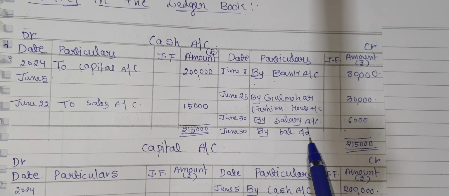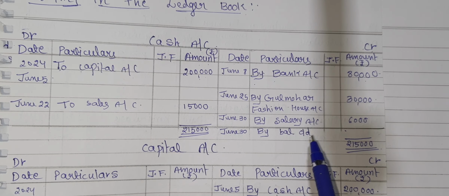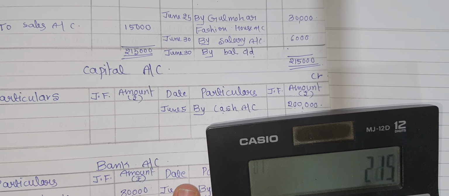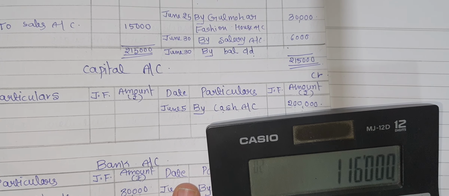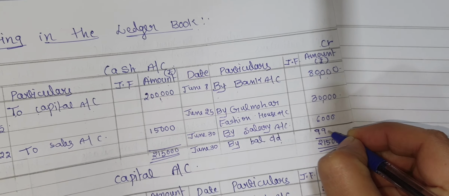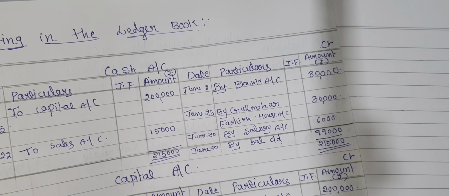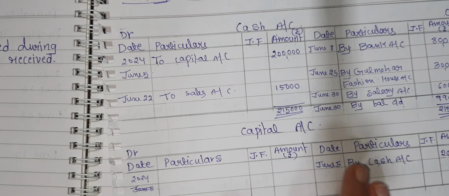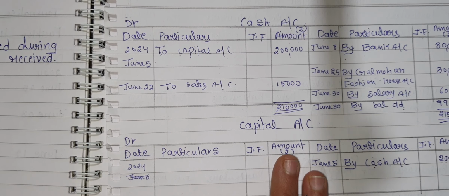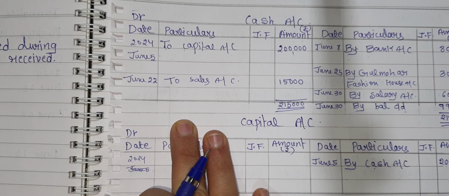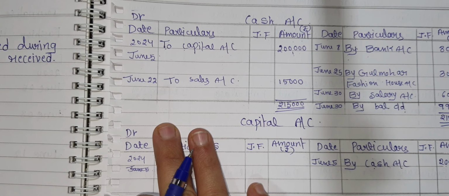Fine. And now we have to calculate the difference, that is 2,15,000 minus 1,16,000, that is rupees 99,000. And next, immediately we have to record on the opposite side of the ledger.